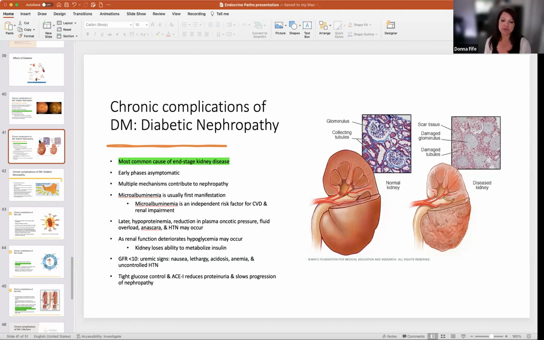As renal function deteriorates, hypoglycemia may occur. The kidney loses the ability to metabolize insulin. With a GFR less than 10, the patient may have uremic signs, nausea, lethargy, acidosis, anemia, and uncontrolled hypertension. Tight glucose control and ACE inhibitor use reduce proteinuria and slow progression of nephropathy.